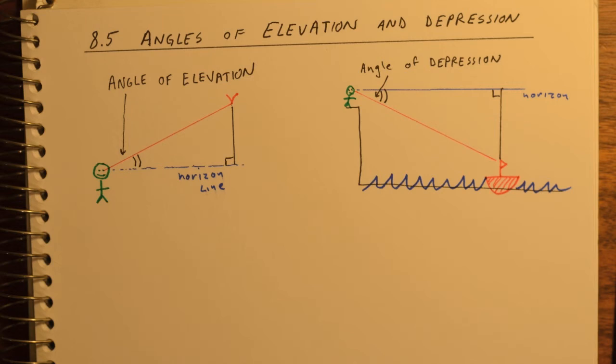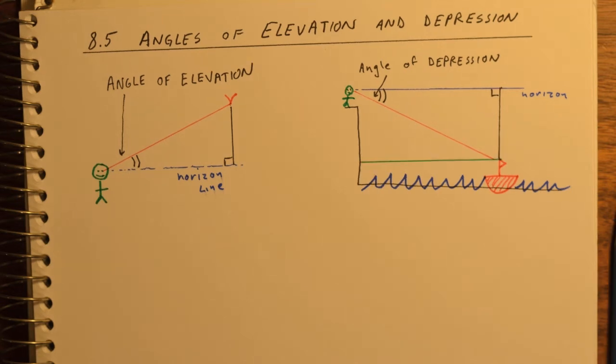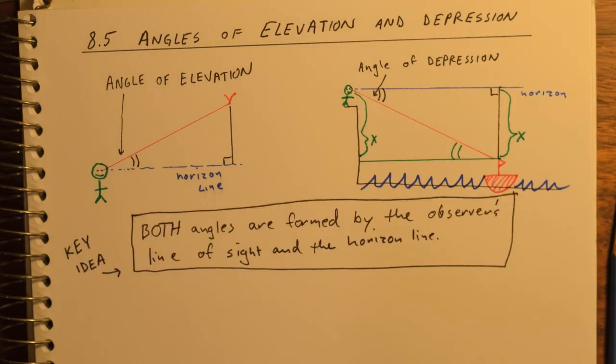In addition, the triangle sort of below that given triangle, this triangle down below here, is also a right triangle, and by alternate interior angles, the angle of depression is congruent to that green angle shown there. And so we could solve for x using trigonometry. The key idea with both angles of elevation and depression is that they are formed by the observer's line of sight and the horizon line.